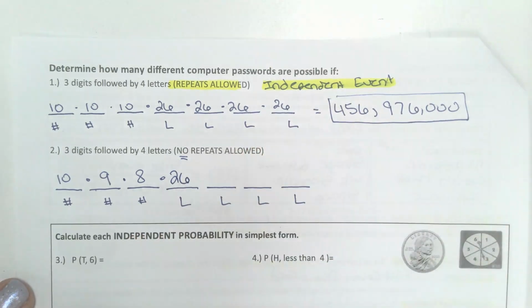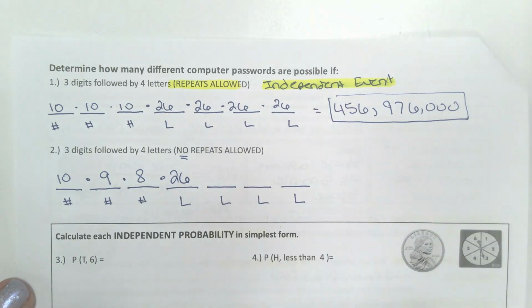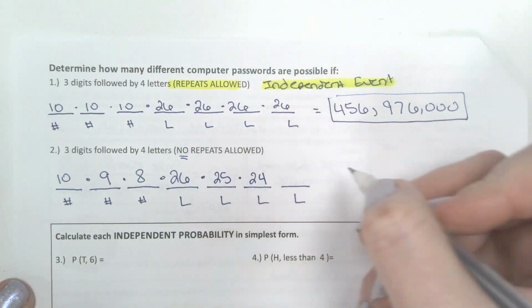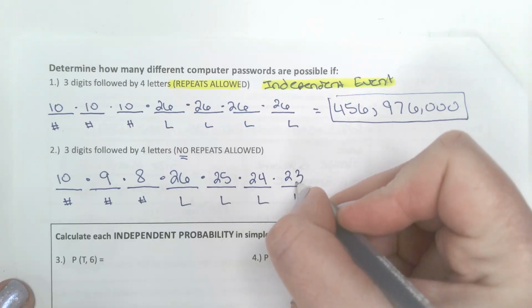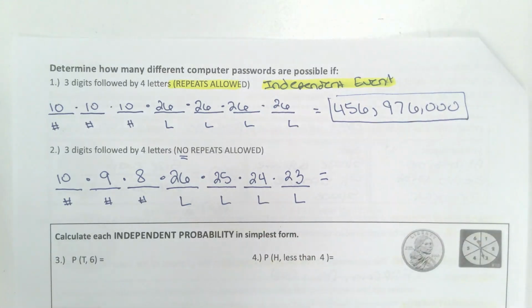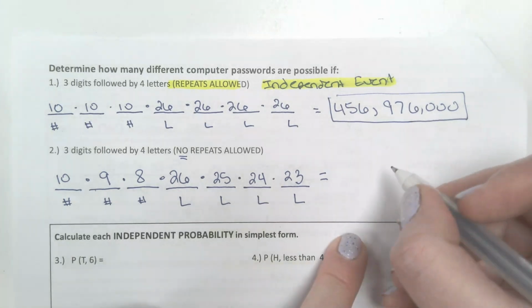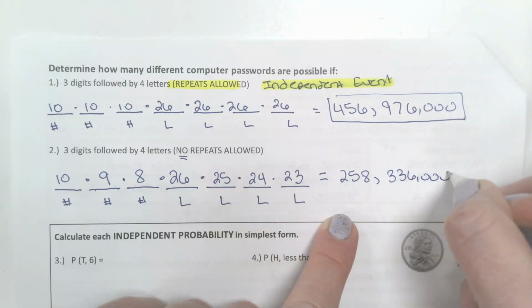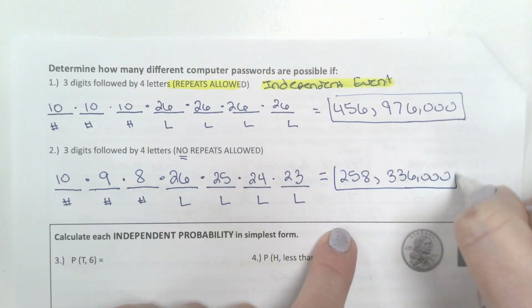When you start the letters, I have 26 options. And if you're not allowed to repeat, you're going to have to keep decreasing this number by 1. So if you multiply those 7 digits together, did you get a number that starts with a 2? Yep. All right, so I have 258,336,000 possible outcomes.